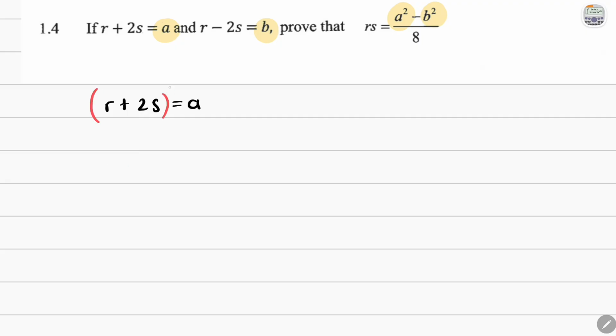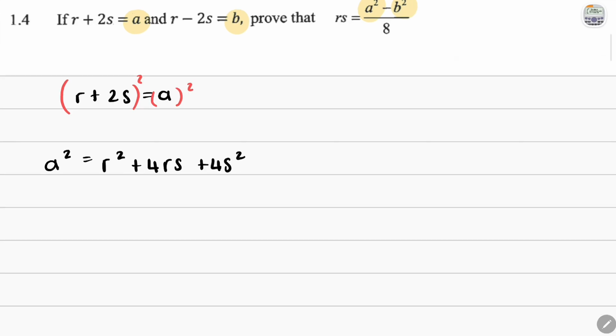So if we square this, we get a squared, and I'll just say a squared is equal to, and we can distribute that. That is going to be r squared, and then you're going to say (2s) all squared, which gives you a positive 4s squared. And then r times 2s, which is 2rs, and then times 2, which is positive 4rs. Okay, so this is what we have here. And I'll go ahead and call this equation 1.